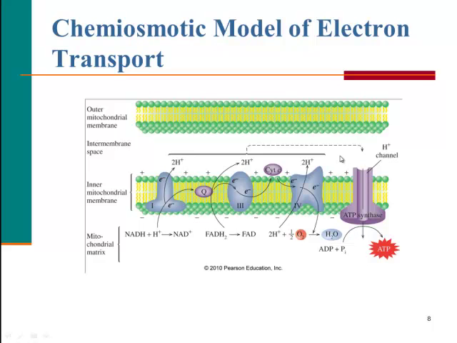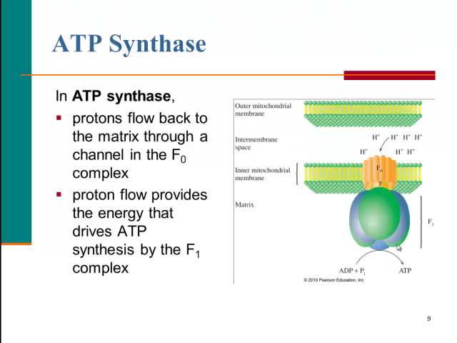Now all the protons that build up here between the 2 membranes will pass through an enzyme complex called ATP synthase. This is the enzyme that's responsible for taking an ADP molecule and combining it with a phosphate to make ATP. We're going to look at that in a little bit of detail in the next couple of slides. ATP synthase has a part of the protein that is complexed in the membrane, and that's where the protons will flow from high concentration to low concentration.